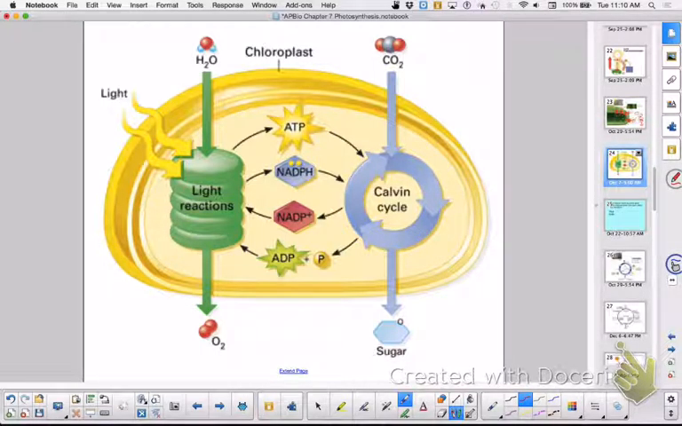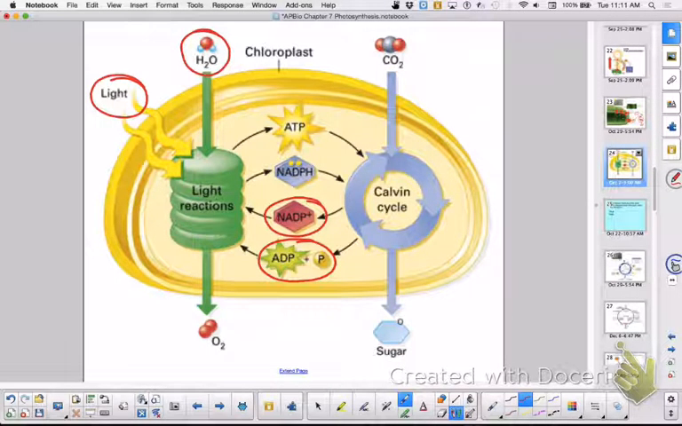Water, I agree. What else? Light. What else? Do we use any carbon dioxide in the light reaction? No, we don't need it yet. But what else do we need in order to do our light reaction? We need ADP. Good, right here. What else do we need?